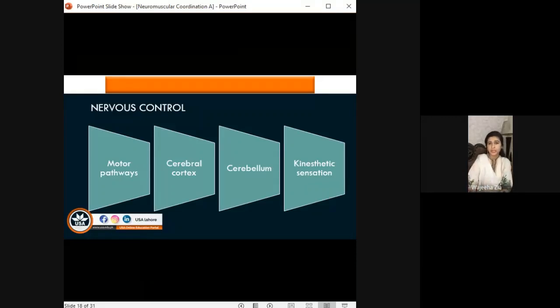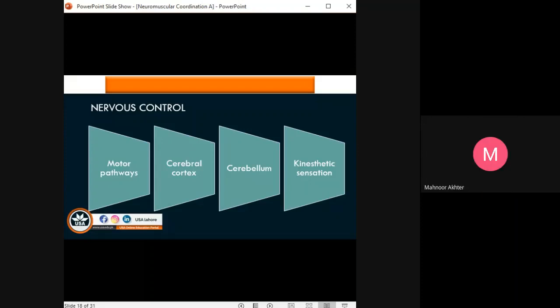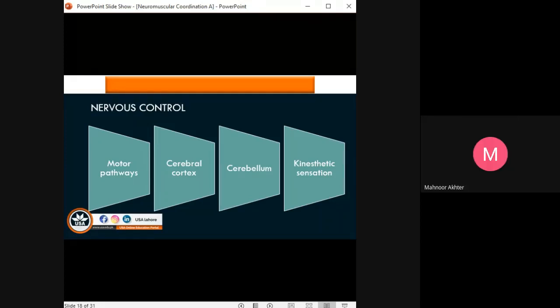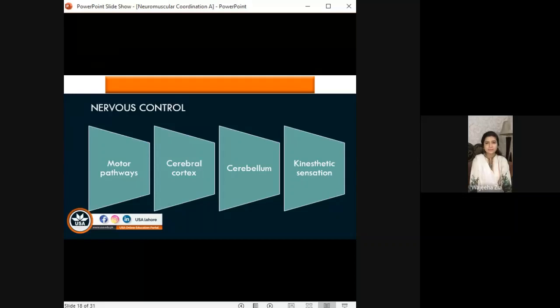So these are the agonist and the antagonist. You can add synergists, and the fixators are of the lumbar region because you have to keep your lumbar, your back, in the proper position. Very good effort. Thank you, ma'am. You're welcome, beta. Now, who will give the next example?